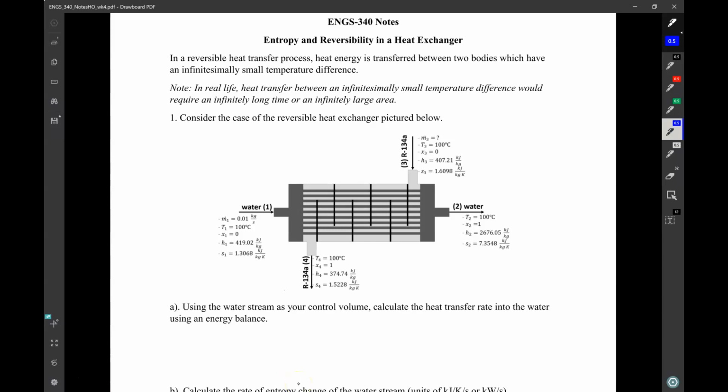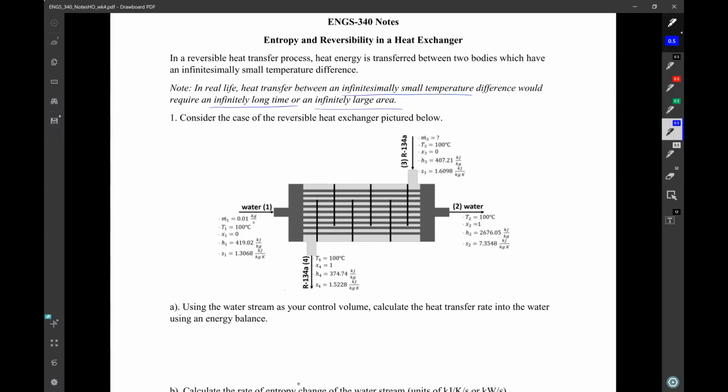Just a note, in real life, a reversible heat transfer process is one where the heat can go either way. And that can obviously only happen if the two bodies are at exactly the same temperature. There needs to be no temperature difference because heat cannot flow uphill. So the ideal process is one where there is no temperature difference. That obviously still doesn't allow us to have any heat transfer. So we can think of an infinitesimally small temperature difference as our requirement. This would take an infinitely long time or an infinitely large area.